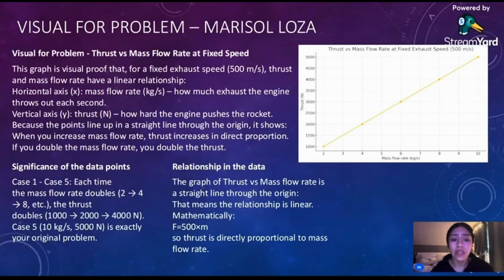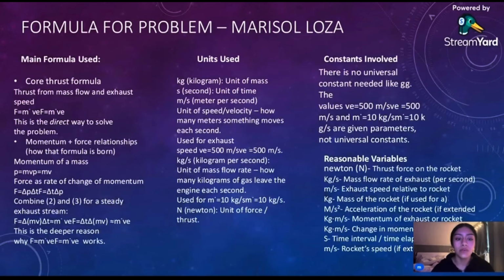Relationship in the data: the graph of thrust versus mass flow rate is a straight line through the origin. That means the relationship is linear. Mathematically, F equals 5,000 times m, so thrust is directly proportional to mass flow rate. Formula for the problem, main formulas used: the core thrust formula, thrust from mass flow and exhaust speed. This is the direct way to solve the problem. Momentum relationships, how the formula is born.